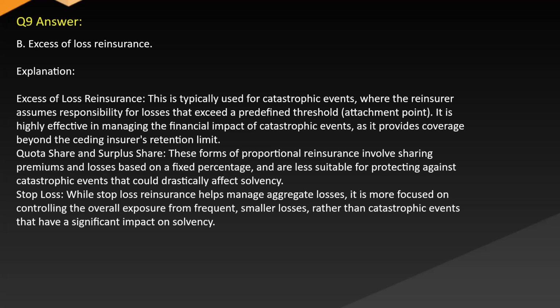Quota share and surplus share. These forms of proportional reinsurance involve sharing premiums and losses based on a fixed percentage and are less suitable for protecting against catastrophic events that could drastically affect solvency. Stop loss. While stop loss reinsurance helps manage aggregate losses, it is more focused on controlling the overall exposure from frequent, smaller losses rather than catastrophic events that have a significant impact on solvency.